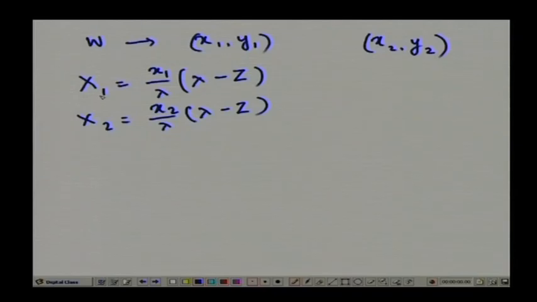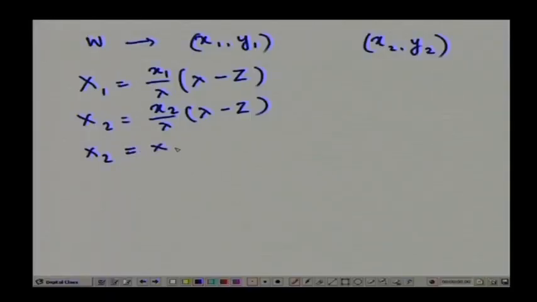where capital X1 is the x coordinate of the point w with respect to the camera coordinate of camera 1, and capital X2 is the x coordinate of the 3D point w with respect to the camera coordinate of the second camera. Now, recollect the figure that we have shown, the arrangement of the cameras, where the cameras are displaced by a displacement b. With respect to that camera arrangement, we can easily find that the value of capital X2 will be simply X1 plus the displacement b.